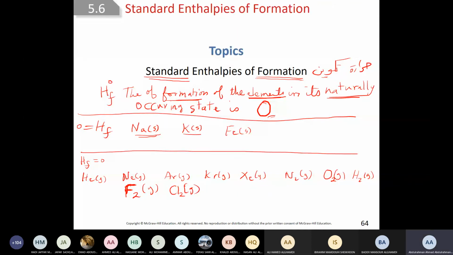Is this clear? Doctor, why do we have 2 on some of them? How is oxygen available naturally? Because we're talking about naturally occurring. What's the meaning of naturally? بشكل طبيعي. في الطبيعة. All right. How is oxygen available in nature? O2. How about nitrogen? How about hydrogen?